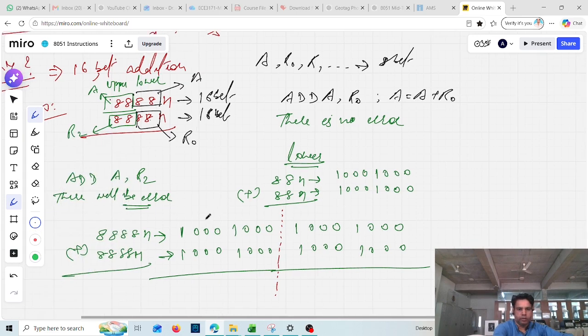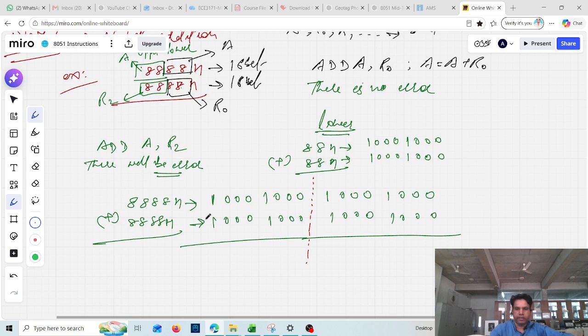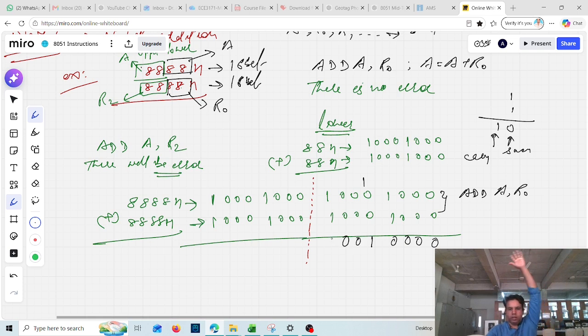Now see what the problem will be here. When you perform this addition using ADD A comma R0, what is going to happen is, let us add: 1 plus 1 is 10. This is the sum, this is the carry, so the carry will come here and the sum is here. 1 plus 0 plus 0 is 1. 0 plus 0 is 0. And again 1 plus 1 is 0, and a carry will come here.